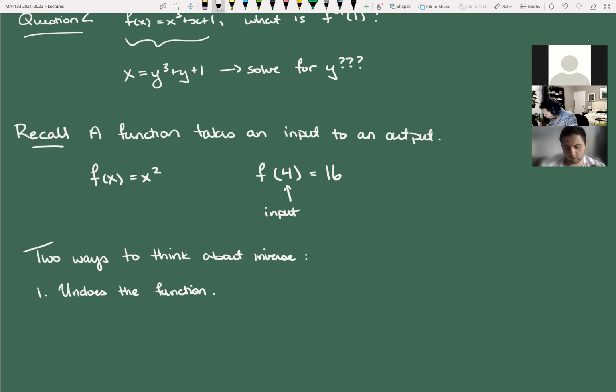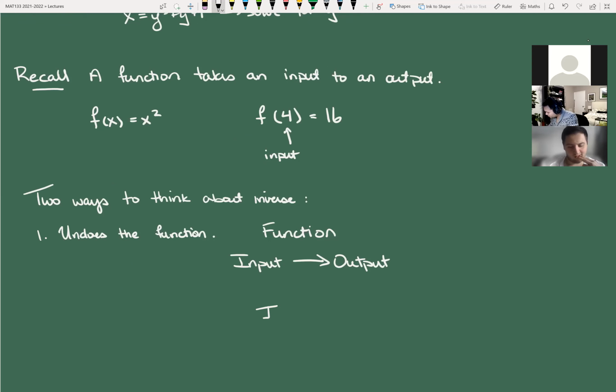So a normal function takes an input and sends it to an output. But the inverse function goes the opposite direction. That's what we mean by undoes it. You give it the output and it tells you which input it came from. Does that make sense? Do people understand that that's what the inverse is supposed to do?